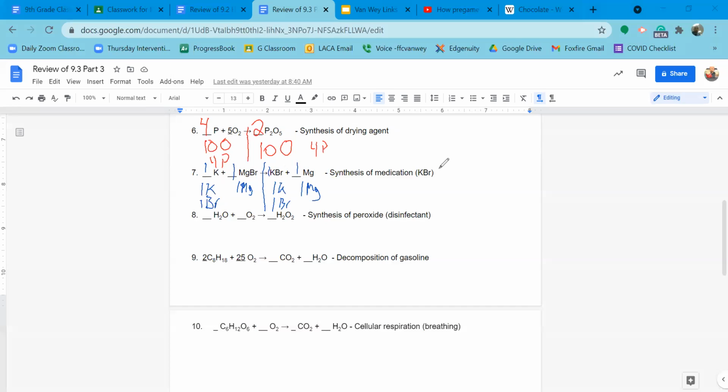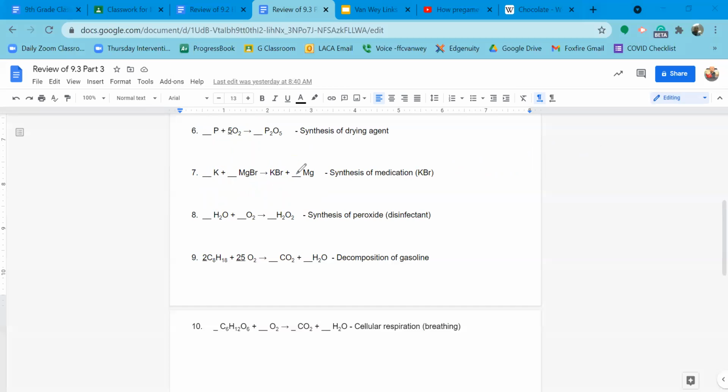We're going to see in the next section that this is a single replacement reaction. If you guys have already moved on to 9.4, you'll know this is a single replacement reaction because the potassium replaces the magnesium in this equation. The potassium steps in and it kicks out the magnesium, and they trade. We'll get into that a little more later.